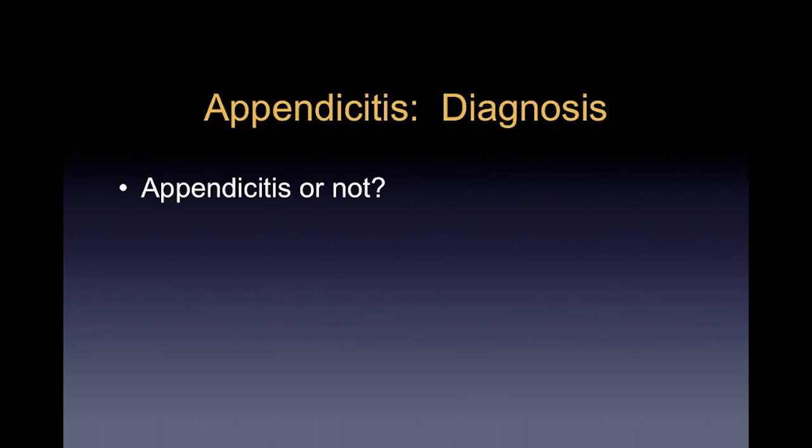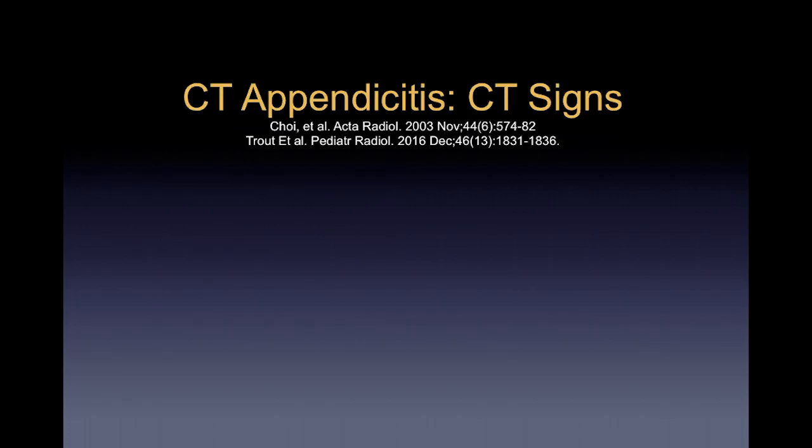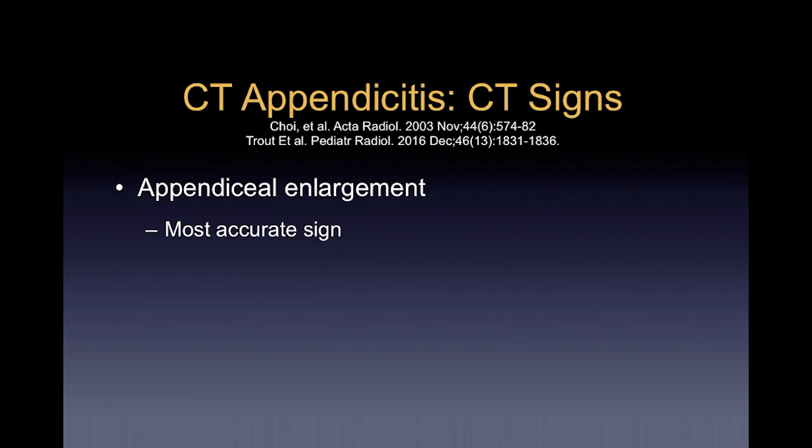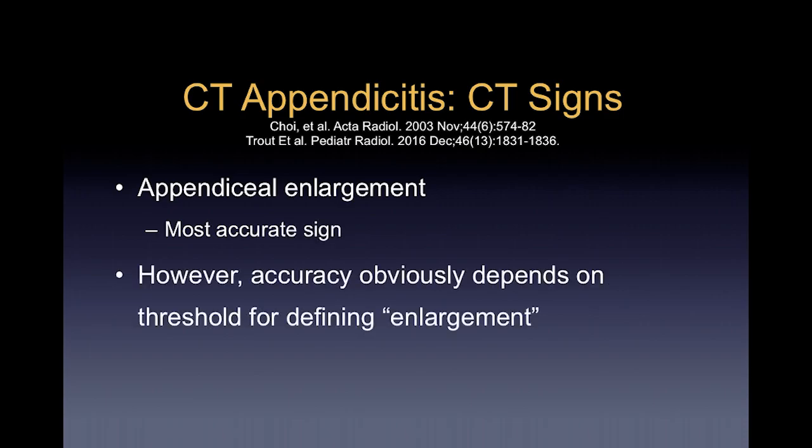So when we're trying to make a diagnosis of appendicitis, obviously what we're trying to determine is, is there appendicitis or not? But also we want to know, is it complicated or not? So let's start first by looking at some CT signs that can help us with those two questions. So the best sign for making a diagnosis of appendicitis is simply appendiceal enlargement. It is the most accurate sign.